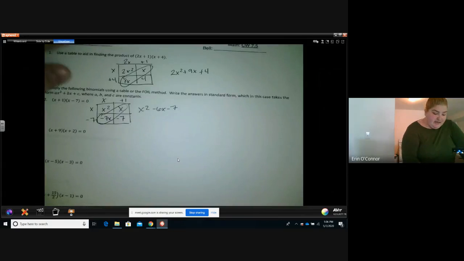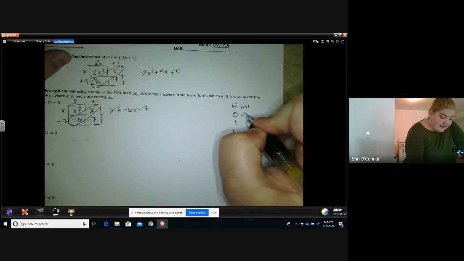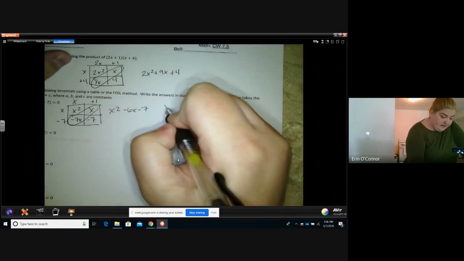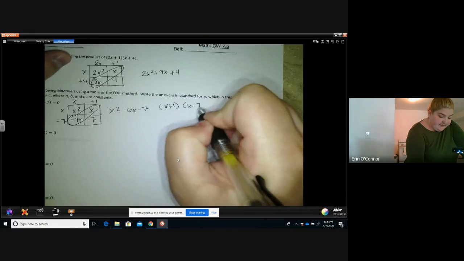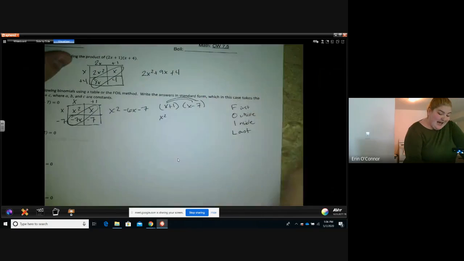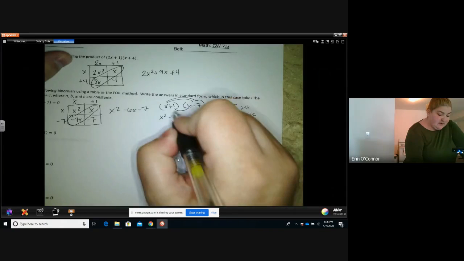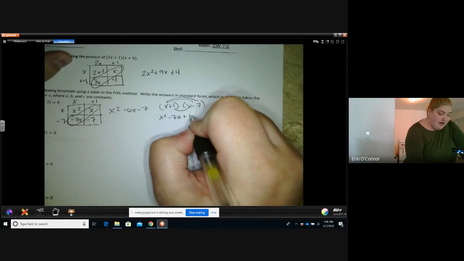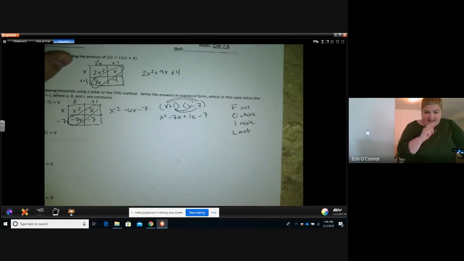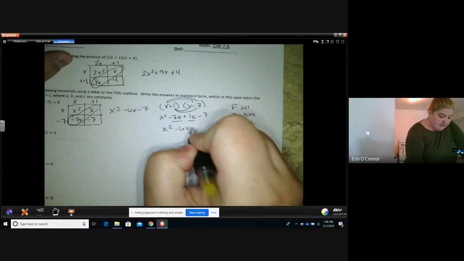The other thing we could do is we could FOIL, which means first, outside, inside, last. So I'm going to show that with this one. If I have x plus 1 times x minus 7, the first terms are x times x, which gives you x squared. The outside terms are x times negative 7, which gives you negative 7x. The inside terms are 1 times x, which gives you 1x or x. And the last terms are 1 and negative 7, which gives you negative 7. If you combine like terms, you get x squared minus 6x minus 7.